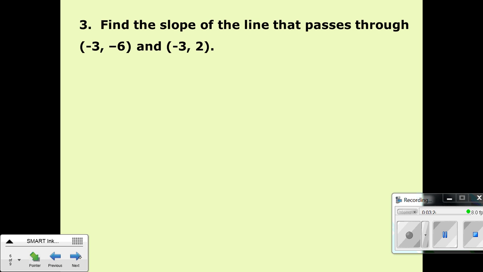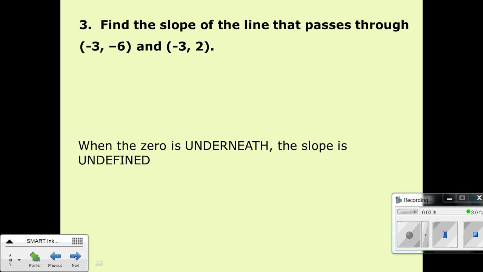Example 3, find the slope of the line that passes through -3, -6, and -3, 2. Go ahead and pause it and try to solve this one by yourself. You should end up with a 0 underneath, and therefore the slope is undefined. So m equals undefined.